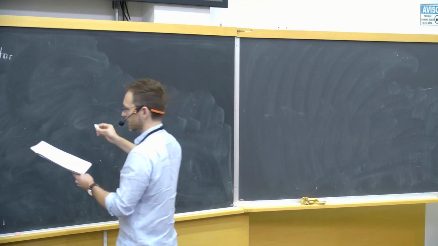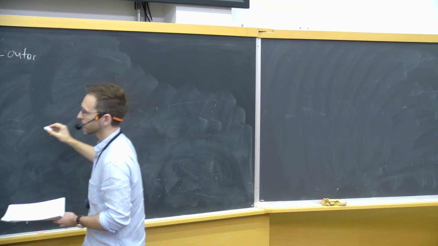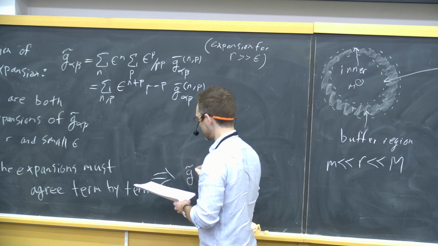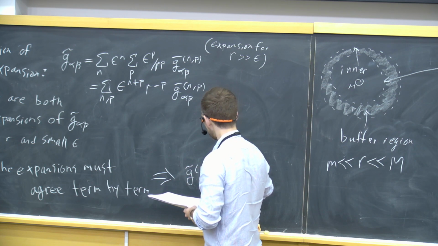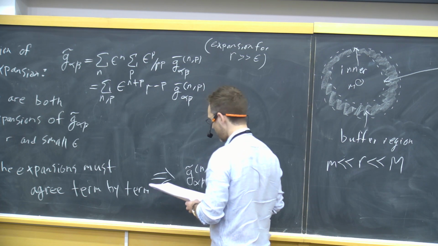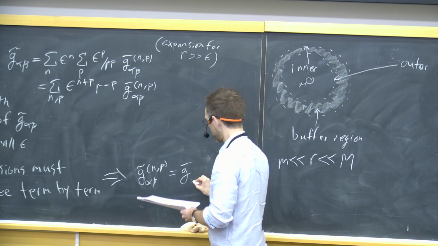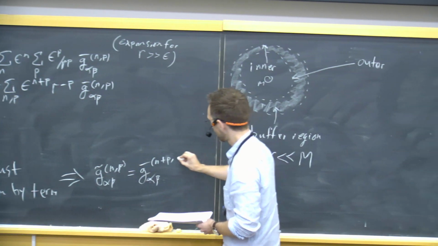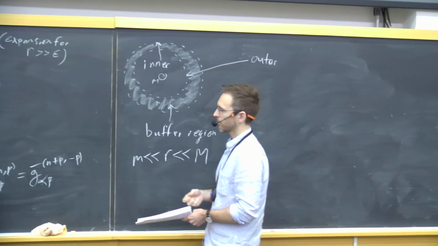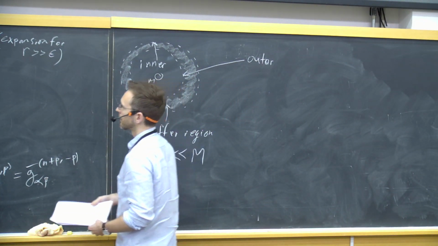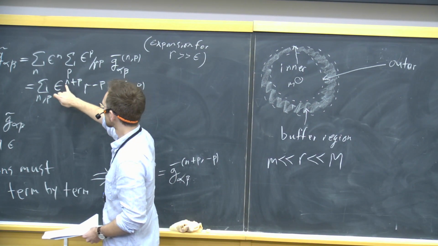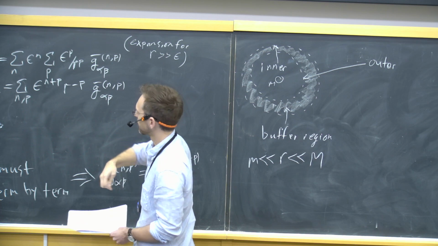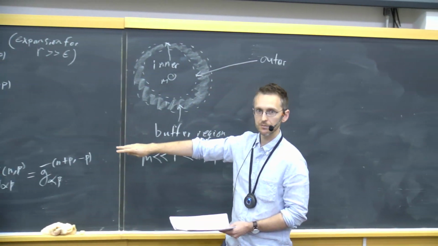So let's work out the consequences of that. They have to agree term by term, which means g tilde n, p has to be equal to g bar n plus p, minus p. All right, so if I have n plus p, minus p, then this becomes n, p like you have over there. Is that clear? Yeah.